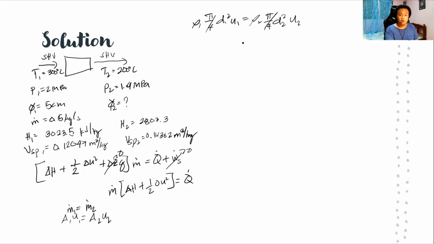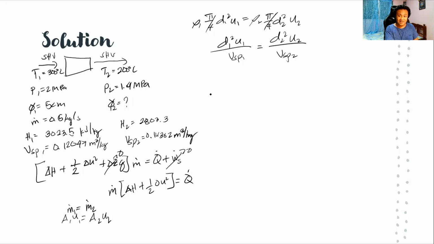Or specific volume. So we can put that in the bottom, in the denominator. VSP1, and then we have D2 squared U2 over VSP2. So that's our working equation now. So we have to find our V1 or our U1, right?